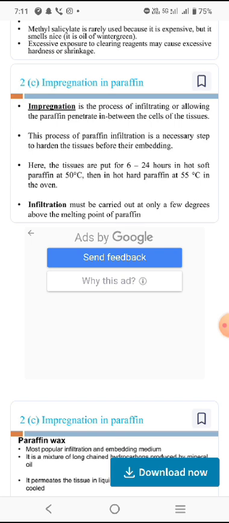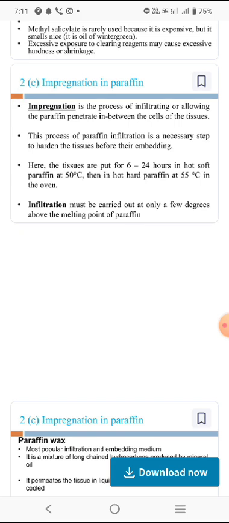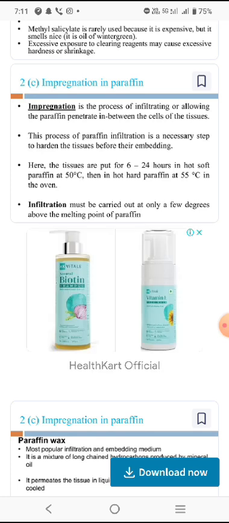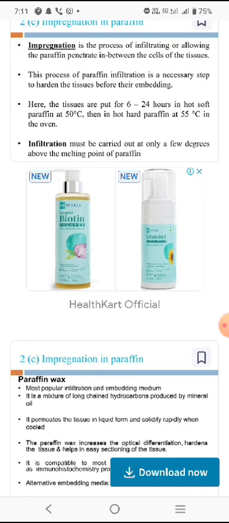Impregnation in paraffin. In the process of infiltration, paraffin penetrates between the cells of the tissue. Paraffin infiltration is a necessary step to harden the tissue before embedding. Hence, the tissues are put for 6 to 24 hours in hot soft paraffin at 50 degrees Celsius, then in hot hard paraffin at 55 degrees Celsius in the oven. Infiltration must be carried out at only a few degrees above the melting point of paraffin.